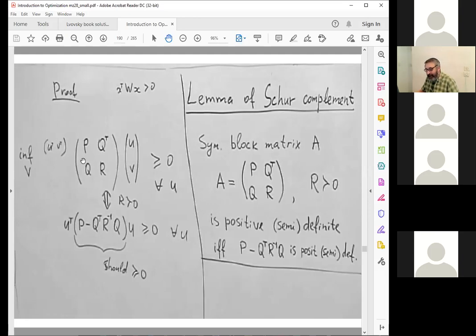So what was in the lecture? Given the matrix is positive definite, yes? Yes. The infimum in V should also be positive. So then this matrix should be positive definite because it should be positive for any u. Yeah, this is straightforward because once you develop it, you get that V is minus R minus one Q u, and then you can substitute it in, and then you get the statement.